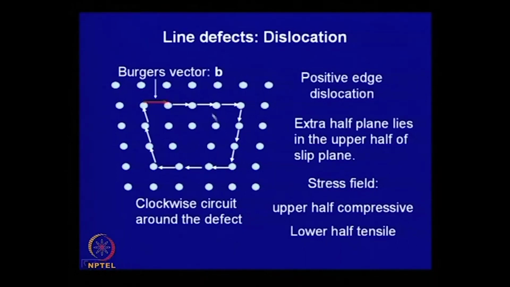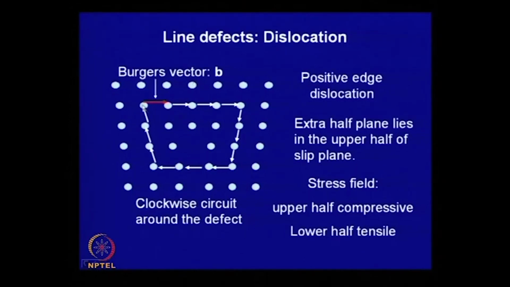When one does stress calculation, it is quite important to define this Burgers vector, because the stress field, or the elastic stored energy of a dislocation, will be a strong function of this vector. And in this particular case, this extra plane of atoms lies above the slip plane. This is the slip plane, and this is the extra plane of atoms above the slip plane.